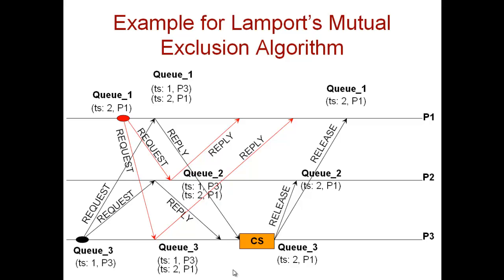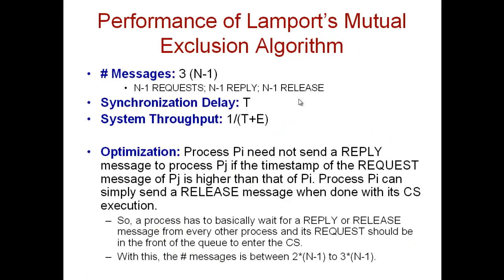So you don't need to send the reply if that particular process's request is not in the front of the queue and your own request is in the front of the queue. You could defer the reply until you are done with the CS execution, and then you can send the release message to P1. So by this you are avoiding the reply message that you would send to that process. If you do this to the processes that have sent you the request and their request is behind your own request in the queue, then you can avoid all those reply messages and send out just the release messages.